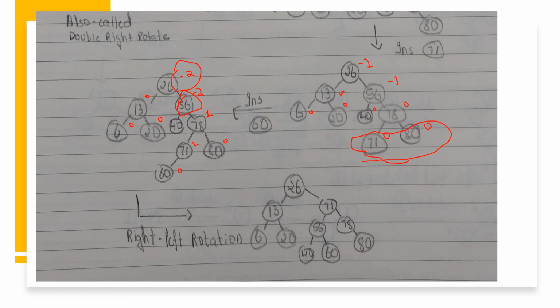How do we know it's a right left operation? Because after inserting a node into the left subtree of a right subtree, if an imbalance occurs, that's called a right left operation. We can see this is right and this is left. So that's how I usually identify it.